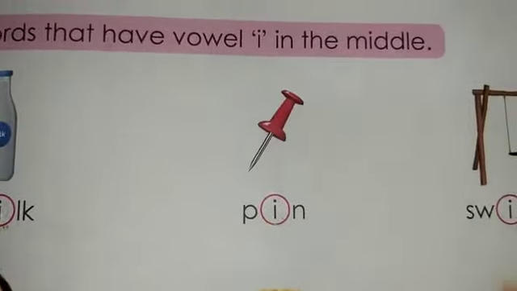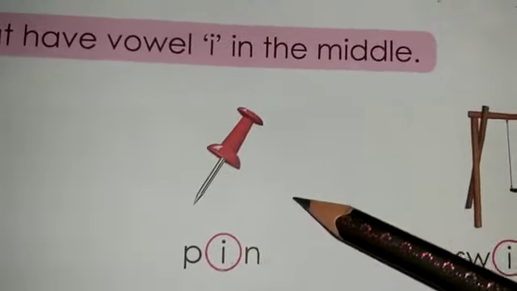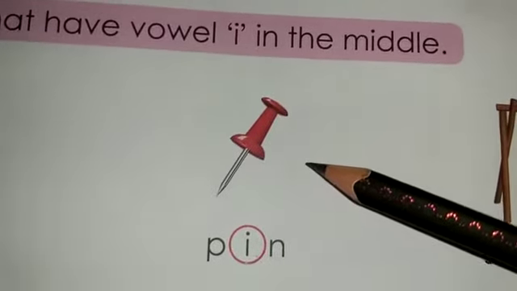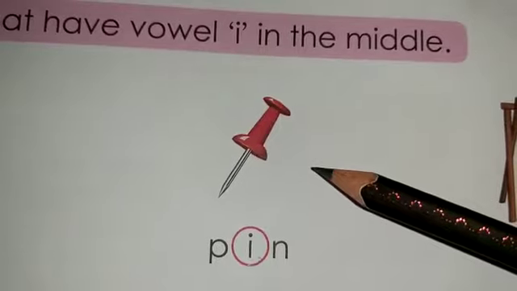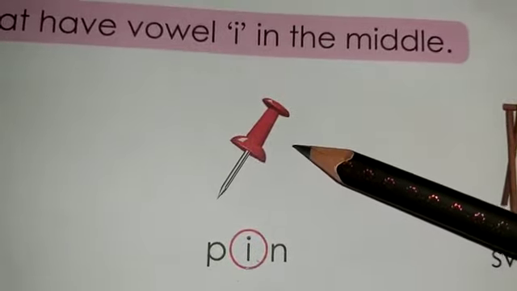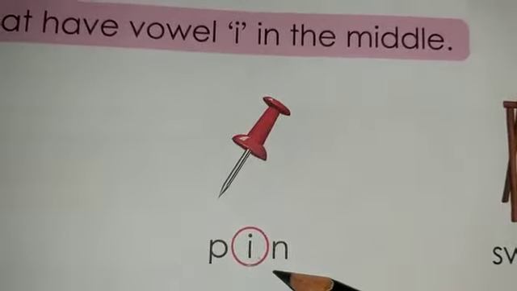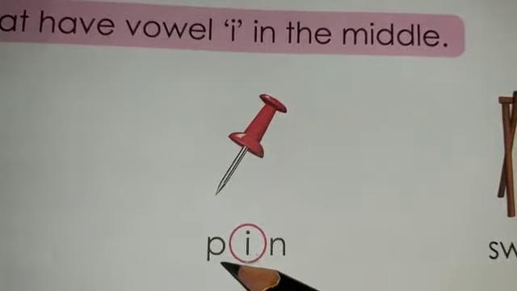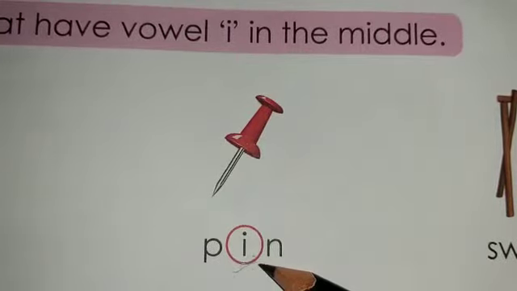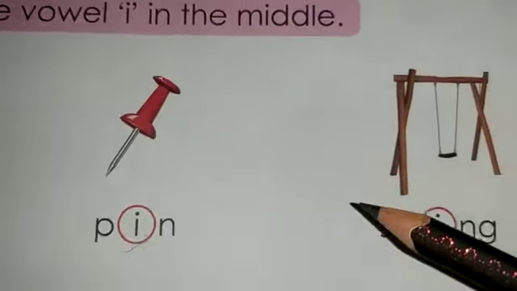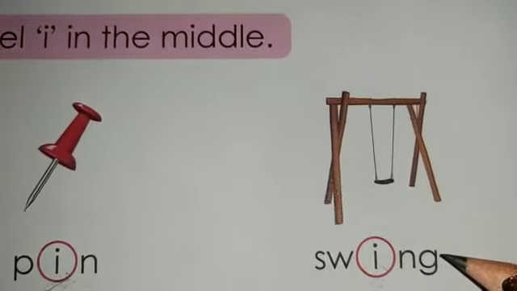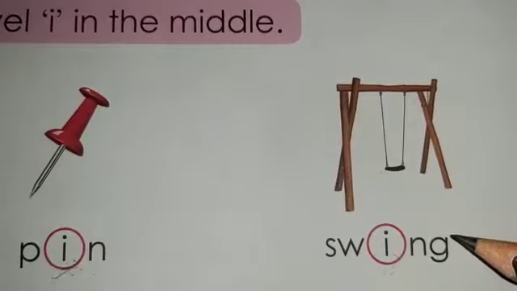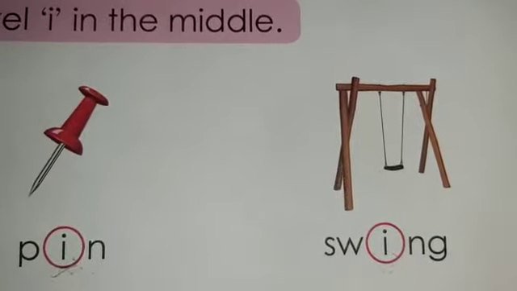Very good. Now let's come up to the next word. What picture is this? This is something which you can see in the stationery items also. Yes, this is a pin. P-I-N, pin. And where is the vowel I? Here in the middle. So we find the vowel I here in the middle of this word. Right? Now let's come up to the next one. What is this? Yes, this is something really interesting. All the kids like to go on it in the park. What is this? This is a swing.